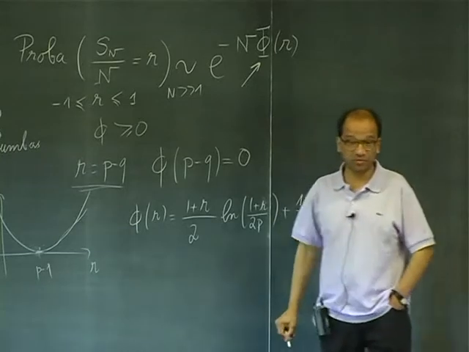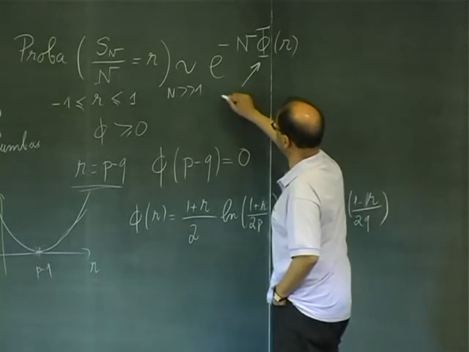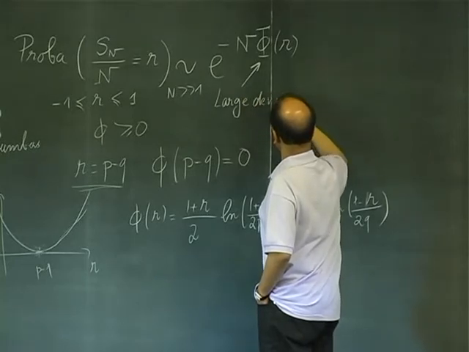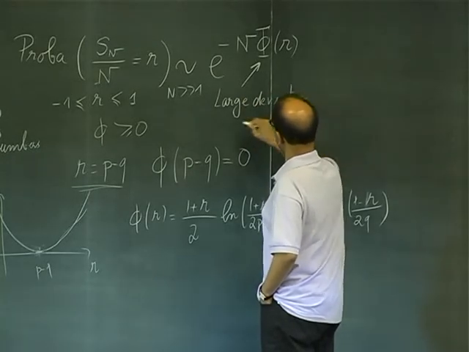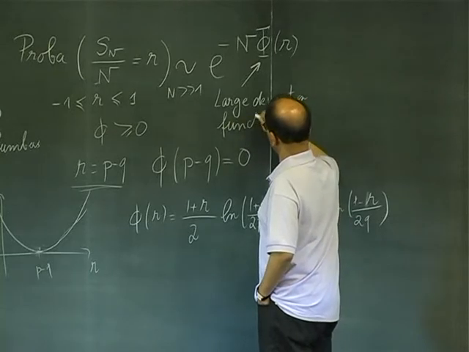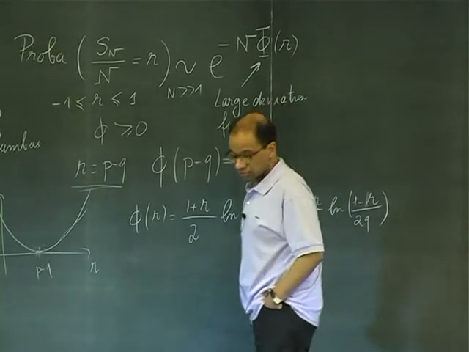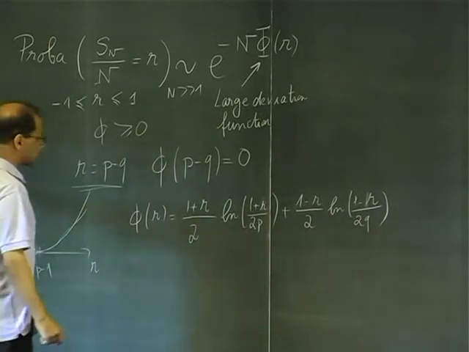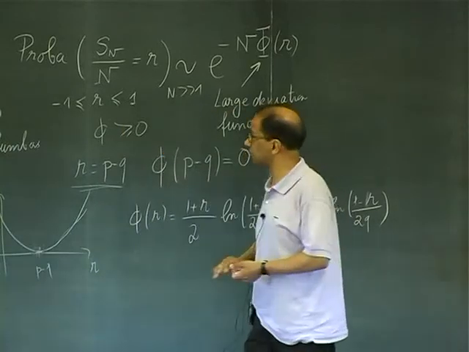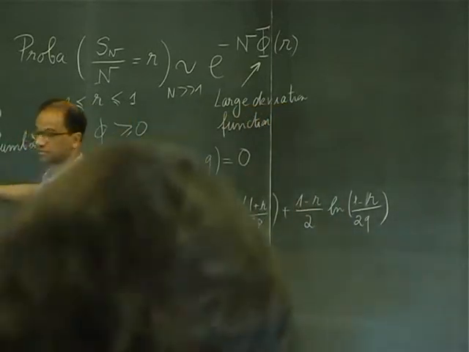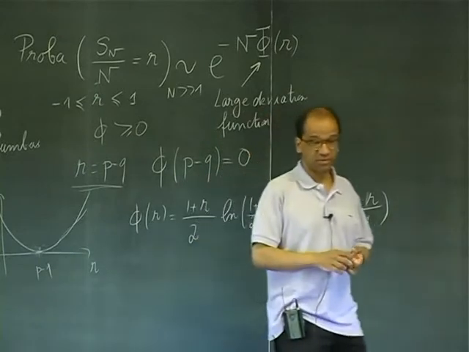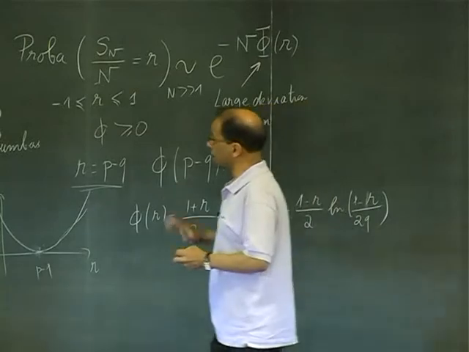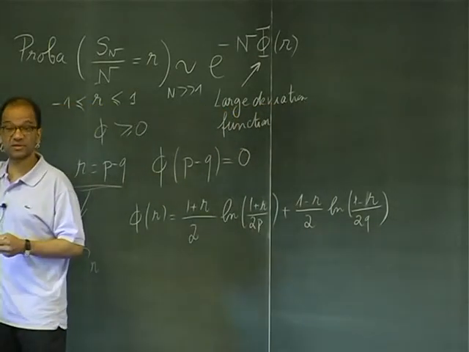Again, mathematicians do not use the same name as physicists. It's called a large deviation function. So you see, it's a very general object which somehow puts the law of large numbers and the central limit theorem into a more quantitative basis. It tells you how fast this behavior is reached.